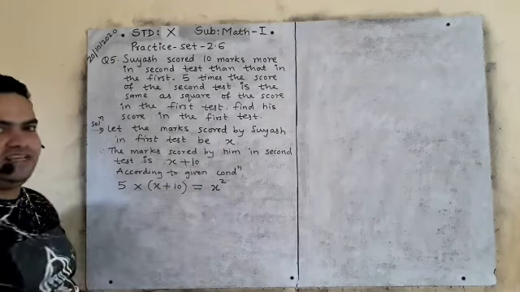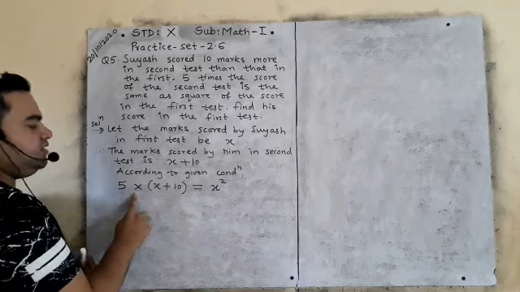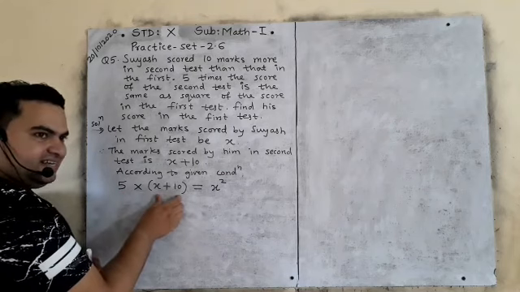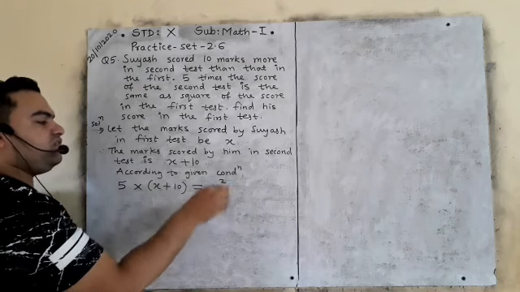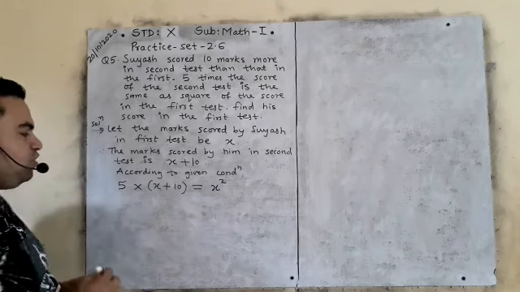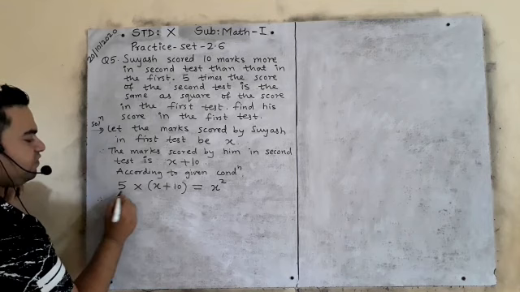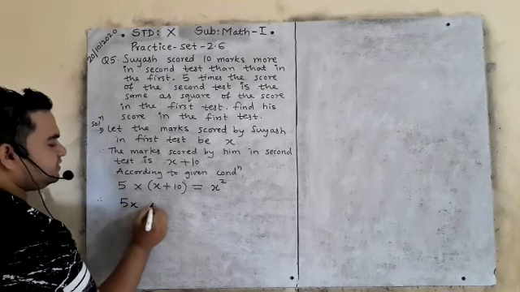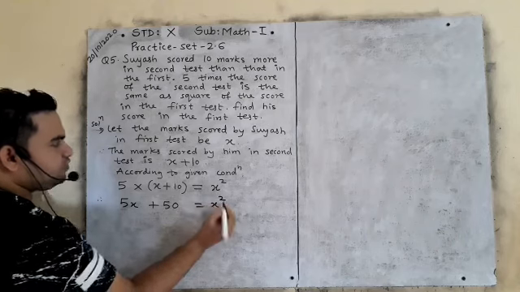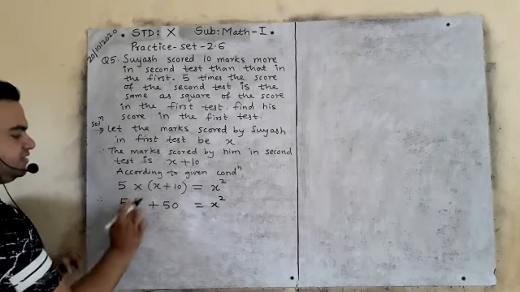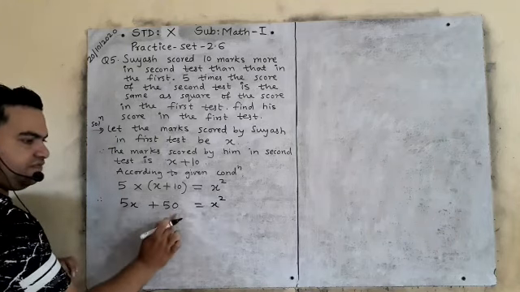Square of the first test. Clear? 5 times the marks scored in the second test is the same as the score of the first test. Clear? Now what you will do? You will solve this. 5x are 5x, 5 tens are 50, is equal to x square. Clear? 5x are 5x, 5 tens are 50.